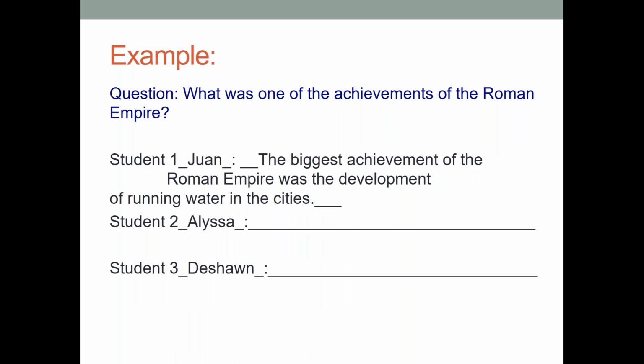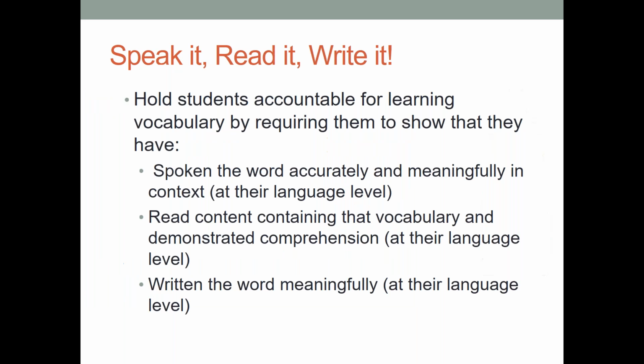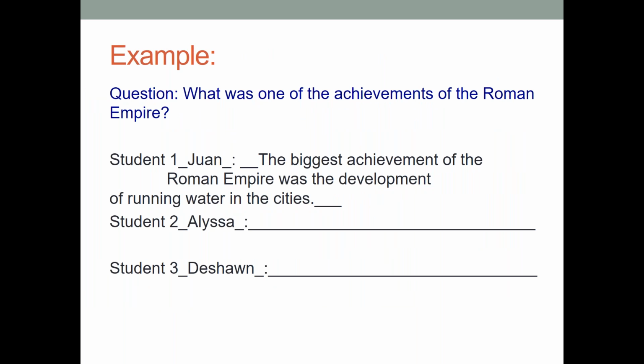So here's an example of that. The question that I came up with is really based on one of the sentences from the vocabulary log. So if we go back to the vocabulary log here, you can see that first sentence that says, the Roman Empire was responsible for many achievements in civilization. And then you can easily turn that into a question. What was one of the achievements of the Roman Empire?